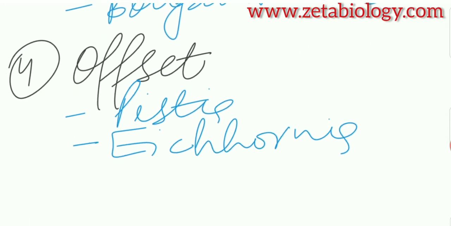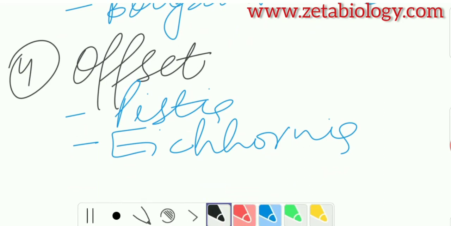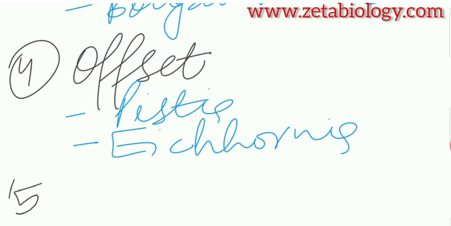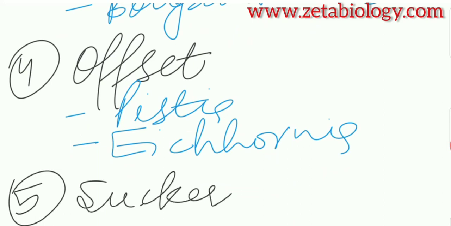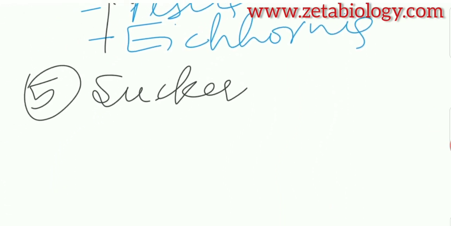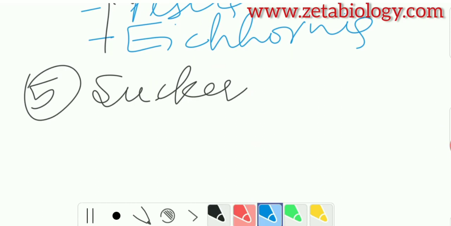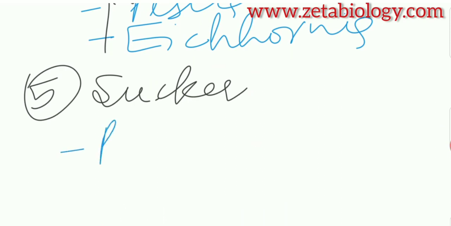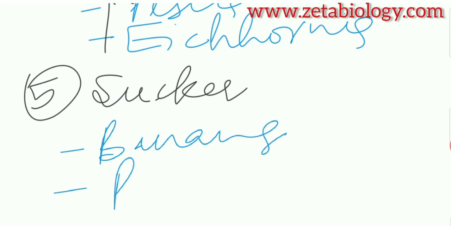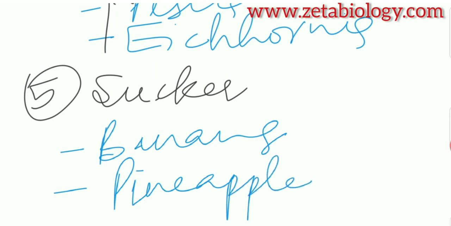Fifth modification is sucker. So in some plants suckers are present. The examples of these plants are bananas, pineapple, and chrysanthemum.